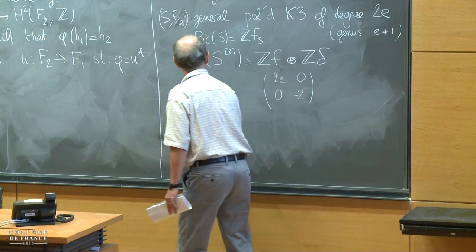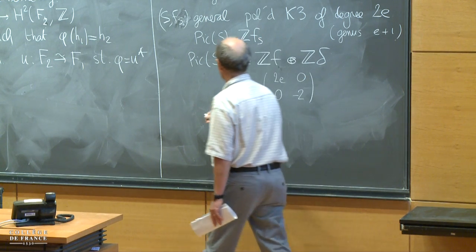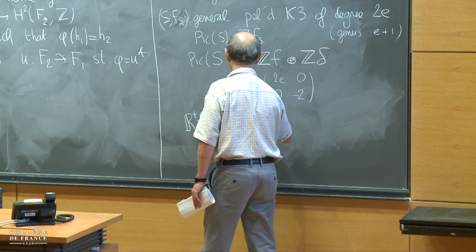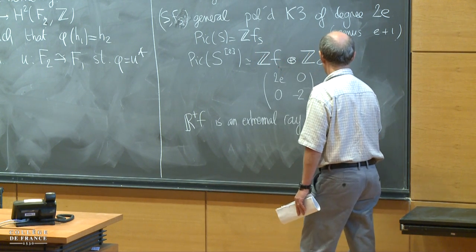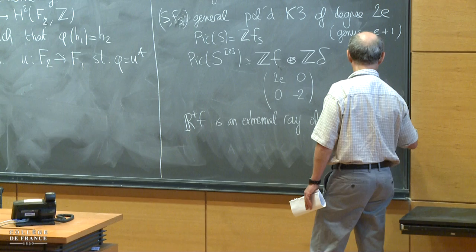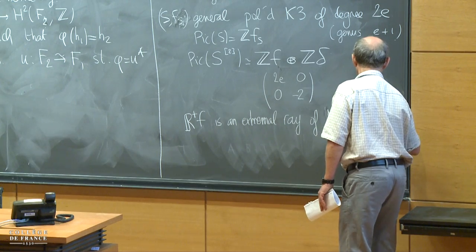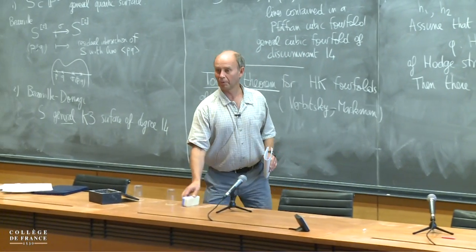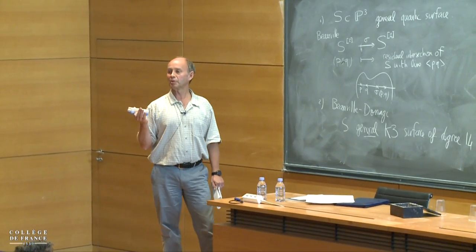So let's say in the real vector space generated by these two classes, R_+ F is an extreme ray of both the nef cone, Nef(S^[2]), and the movable cone, which is the set of classes of divisors such that some multiple defines a linear system which has no fixed part of codimension 1.